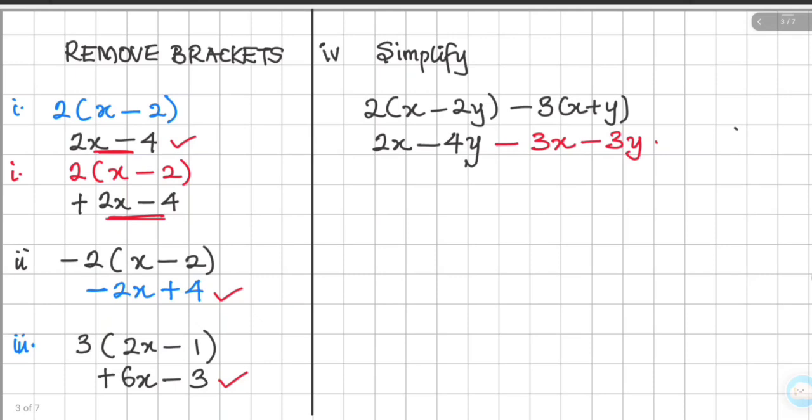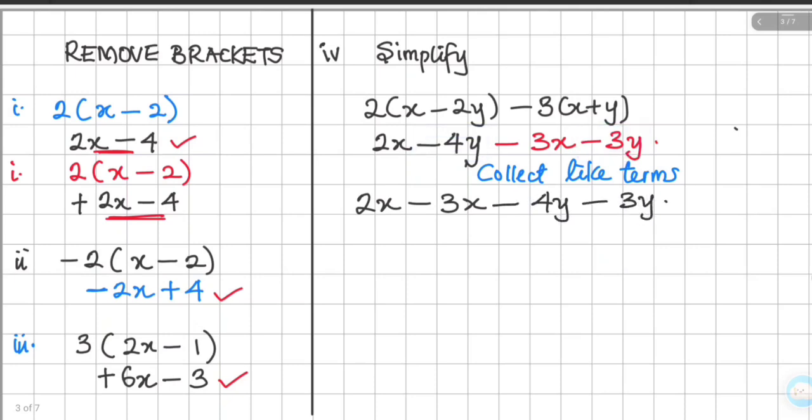Now, the next thing we are expected to do: we can see that this is 2x and this is negative 3x. These are family. Likewise, minus 4y and minus 3y are also family. So what are we expected to do? We are expected to collect the like terms. Because 2x and negative 3x are both family, they are like terms. So let's collect them one after the other. We have 2x minus 3x, then minus 4y minus 3y.